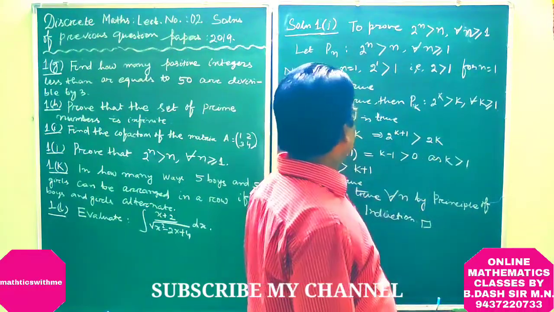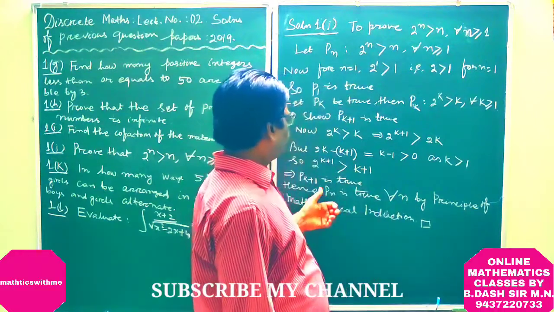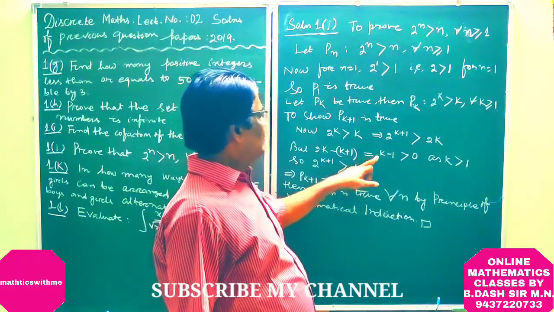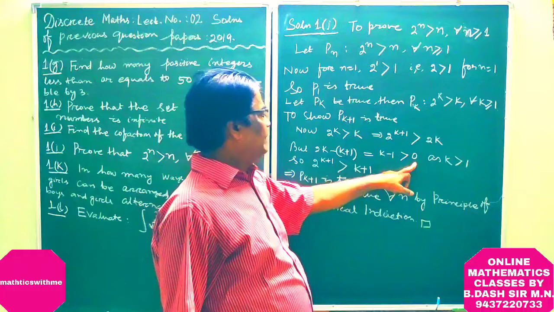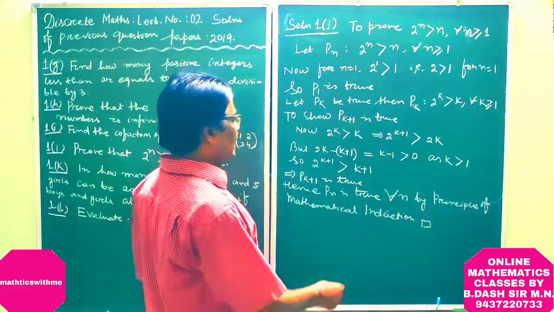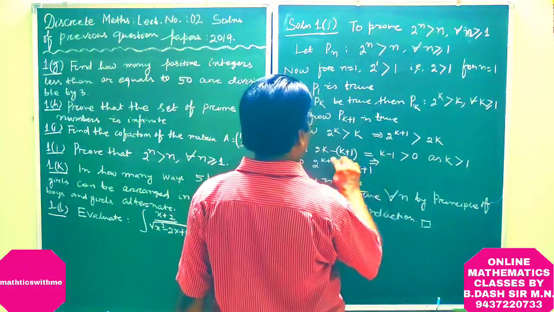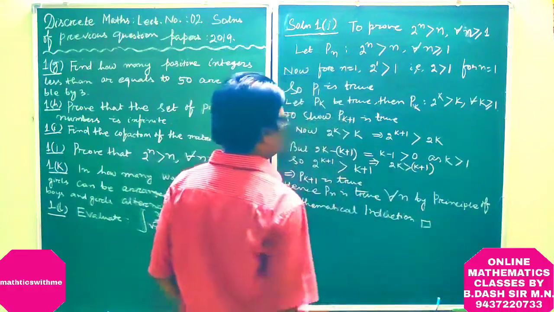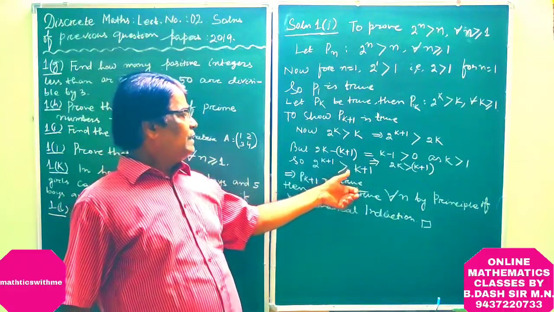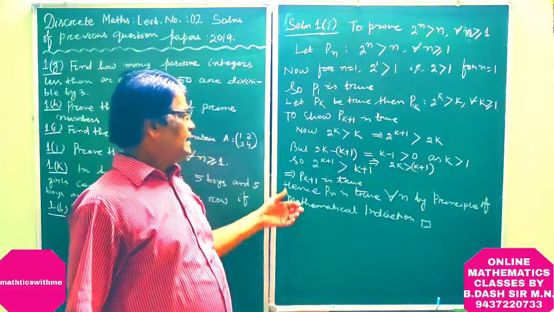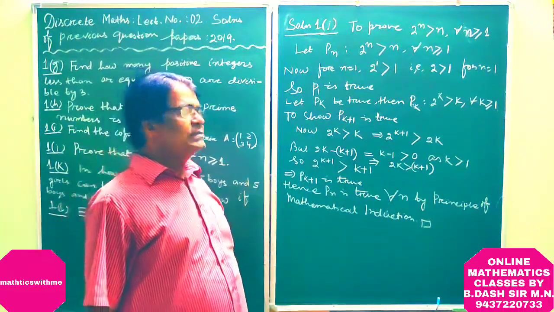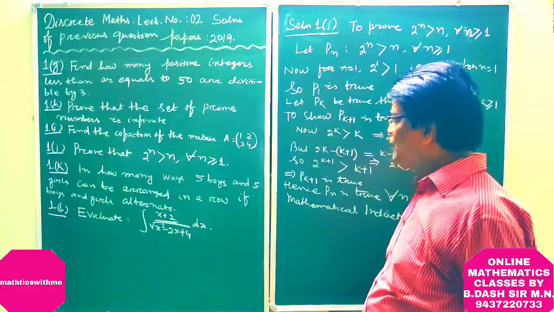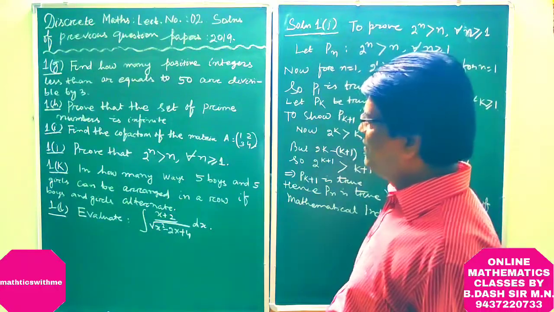Now we have to show that this 2k is greater than k plus 1. Now 2k minus k plus 1, which is k minus 1, is positive as k is greater than 1. So this implies 2k greater than k plus 1. So we can write 2 to the power k plus 1 greater than k plus 1. So Pk plus 1 is true. Hence Pn is true for all n by principle of mathematical induction. Now question number 1j is solved.